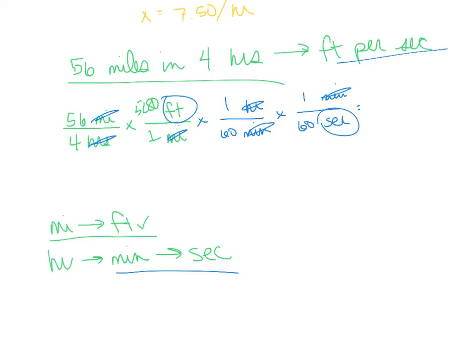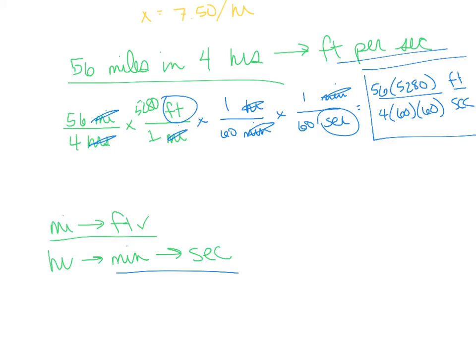So if you have a calculator, which I don't, you could multiply this out, but I'm just going to do 56 times 5,280 over 4 times 60 times 60 feet per second. And I am actually fine if you just leave it in that form. However, if you want to know exactly, you could multiply that out and it's 20.5 feet per second. But you don't have to go to that extent. That's fine. Let's see. I feel like proportions are something you should know how to do.